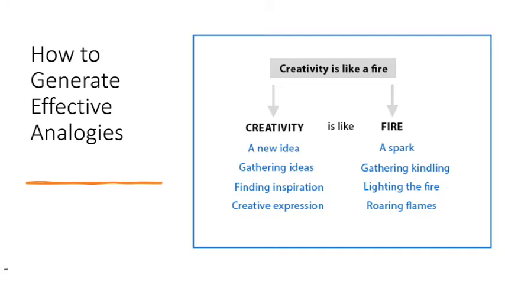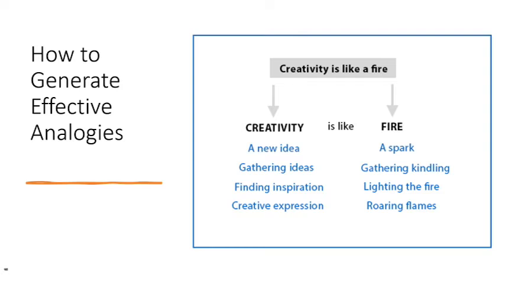So, building a map like this, the example here I have is creativity is like fire. Building a map and describing each part of the analogy really helps you see exactly what the similarities are between them. So here we have creativity: new idea, gathering ideas, finding inspiration, creating expression. And fire: we have a spark, gathering kindling, lighting the fire, roaring flames.